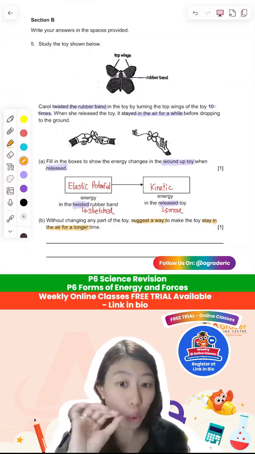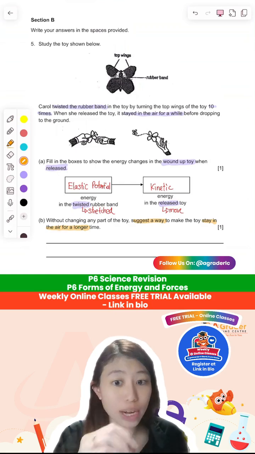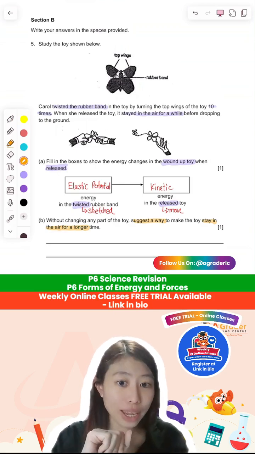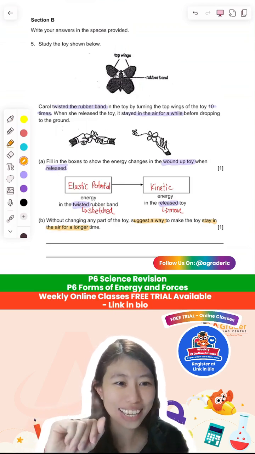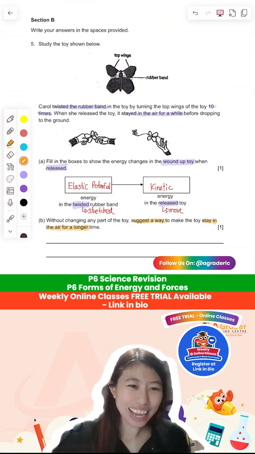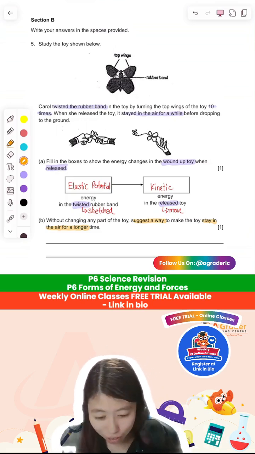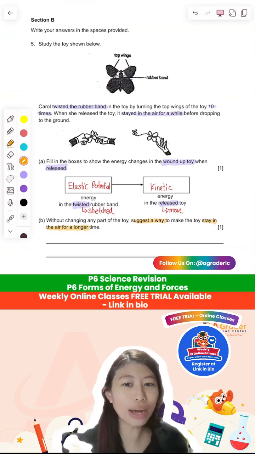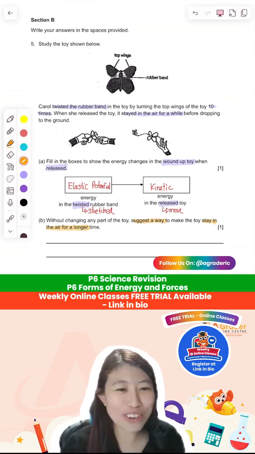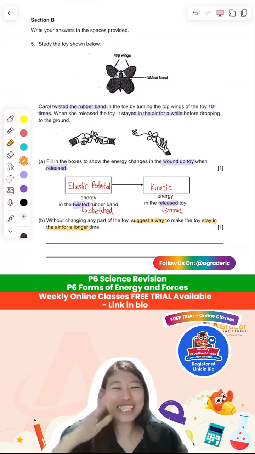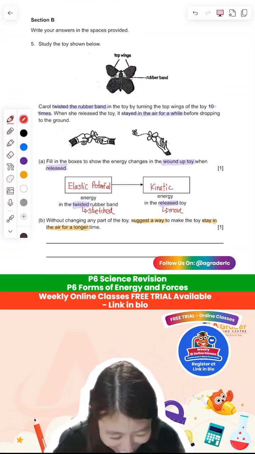So don't use the word solar in PSLE. It's not tested. Just use light. Okay, so everybody, yes, very good. All of your answers are correct. Spiritual energy? Hello, we are not doing religious. This is science.